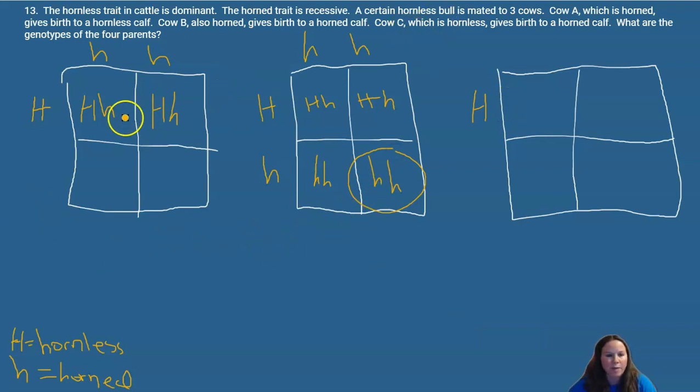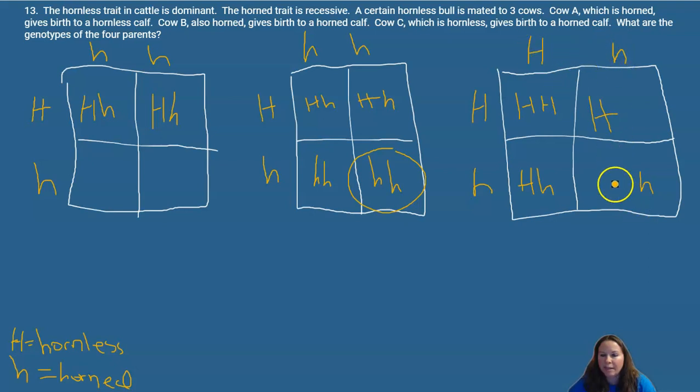Let's see, cow C. So we've got the bull now. We've got cow A and B. Now we need cow C. That's their Punnett square on the end here. Cow C is hornless, so we know it has to have one big H. It has a horned calf, little h, little h. Filling in what I know, the only way to have a little h would be if cow C has a little h. And there we go. That's the only way that it can have a horned calf here.